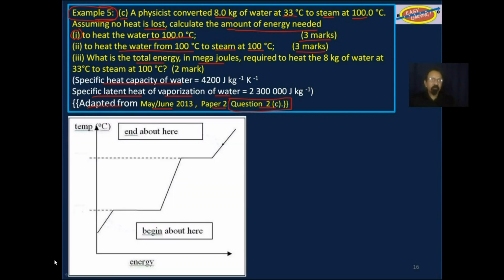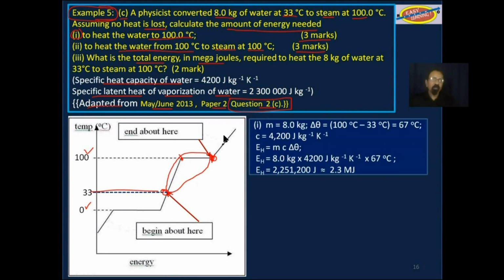So we make a little sketch. Melting point, boiling point. In this case, we are dealing with water, so this will be 0 and that will be 100. We are starting somewhere at 33 degrees, which will be here, and we need to go over there. So we need to heat this water from 33 degrees to 100 degrees, and then we need to vaporize all that water at still 100 degrees. So really, it's just 2 little parts you have to do here, as opposed to the 5 parts we did in the previous question.